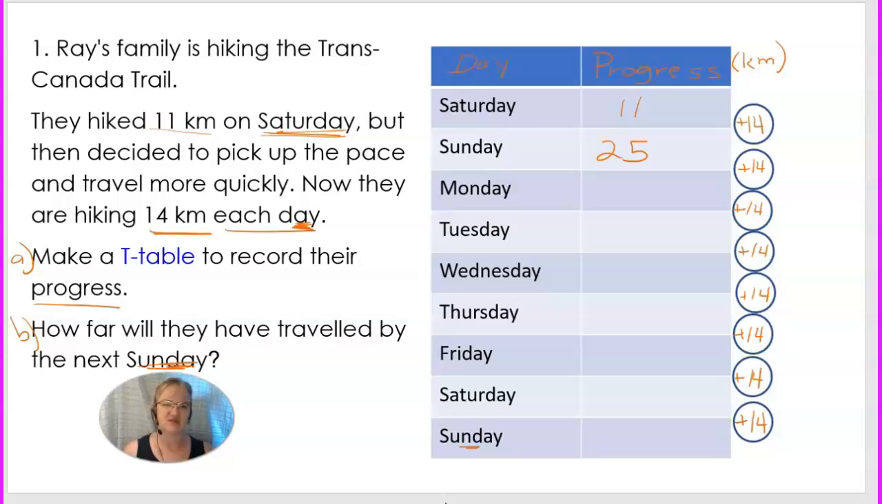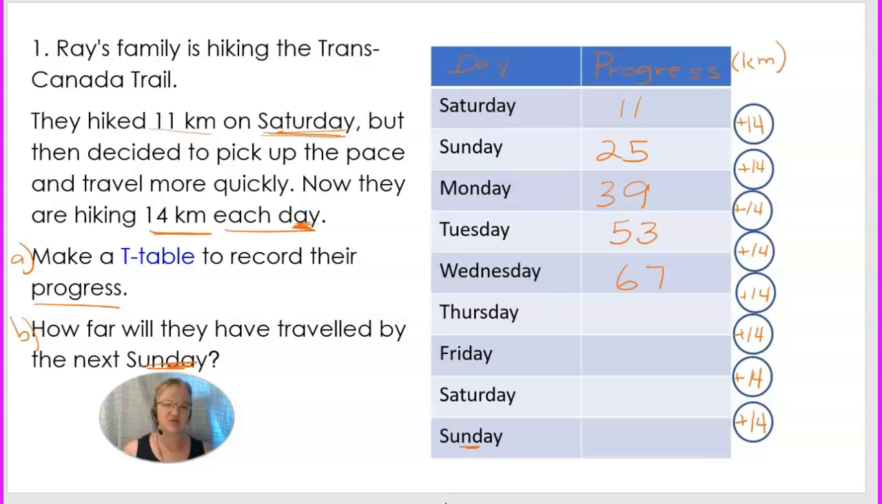So 25 plus 14, 5 plus 4 is 9, 2 plus 1 is 3. 39 plus 14, 9 plus 4 will be 13. So we'll carry that 10 over to the next column. Keep that in your head. 3 plus 1 more will be 5, 53.